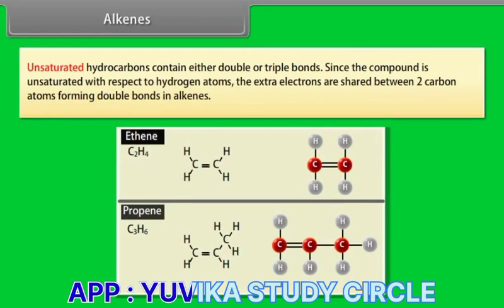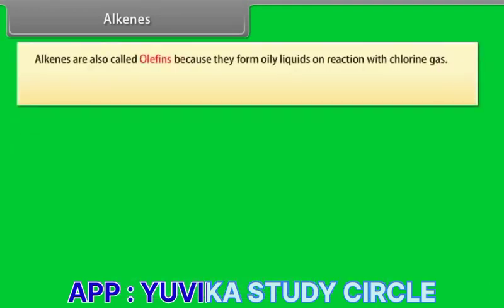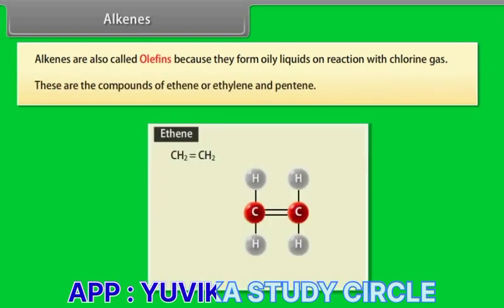Since the compound is unsaturated with respect to hydrogen atoms, the extra electrons are shared between two carbon atoms, forming double bonds in alkenes. Alkenes are also called olefins because they form oily liquids on reaction with chlorine gas. These are the compounds ethene or ethylene and pentene.